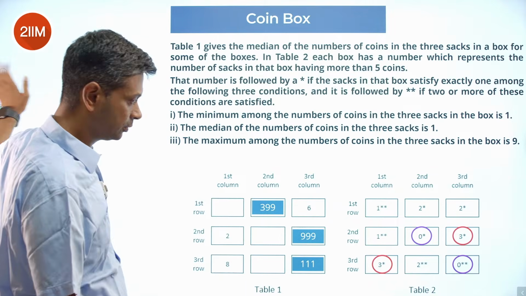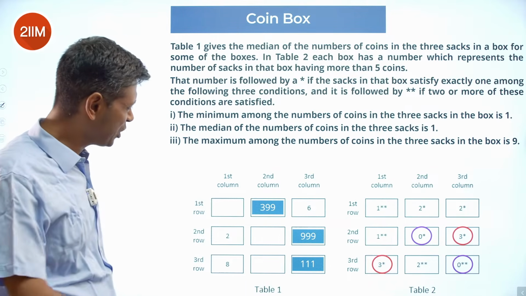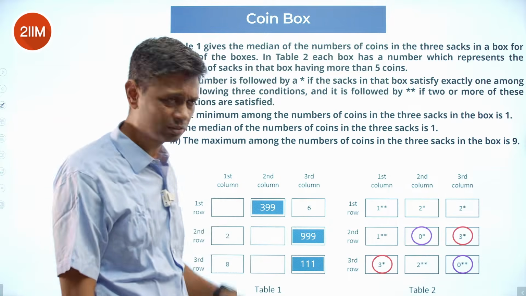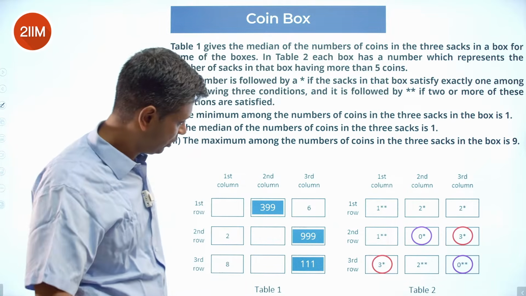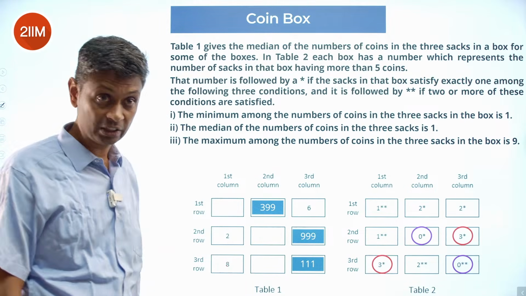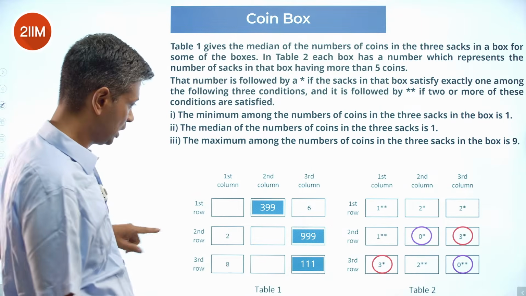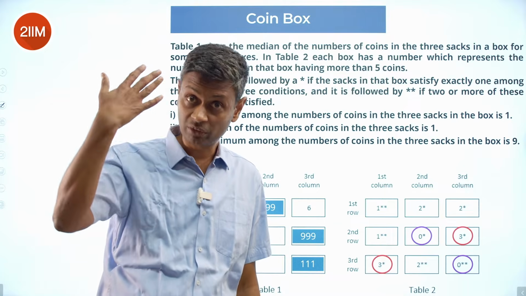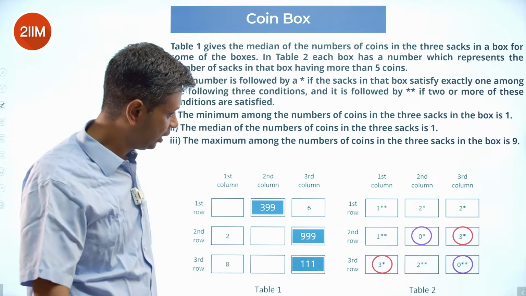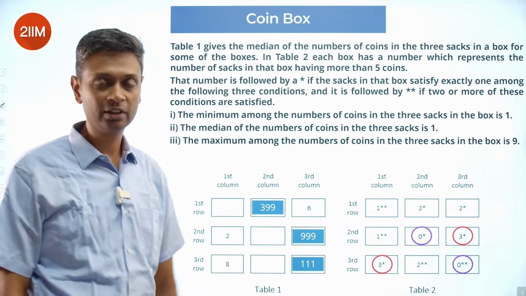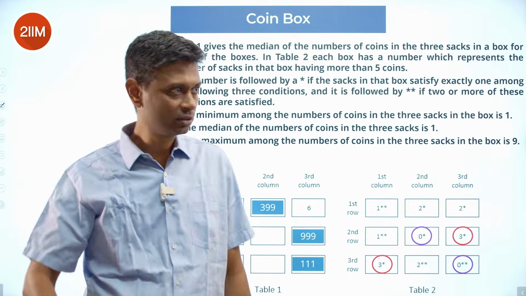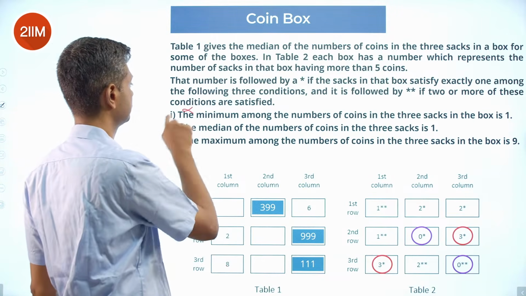Brilliant, done. Keep chasing. We have a number 6 here, that's the median. We have 8 as a median here. Now this has all 3 boxes more than 5, right? And one of these 3 conditions satisfied. All 3 are more than 5, so this cannot be satisfied.